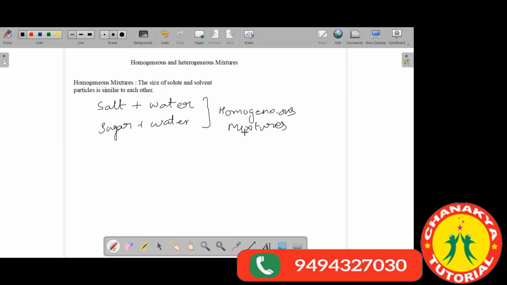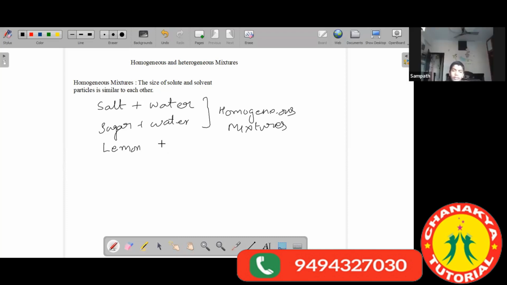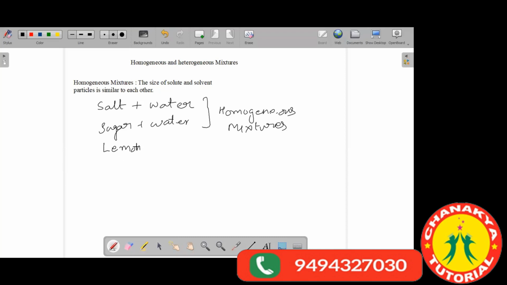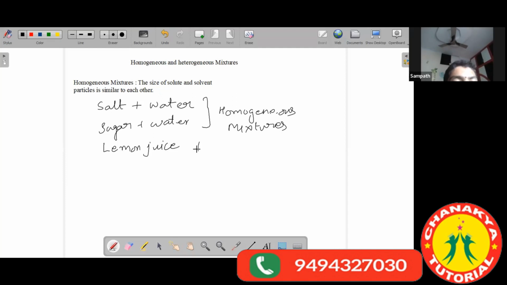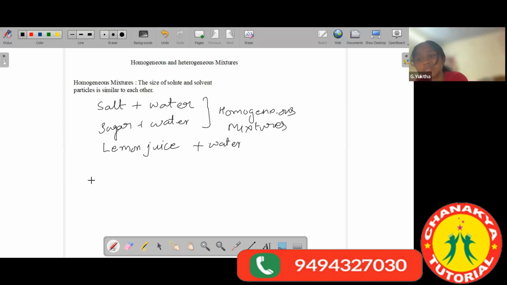Got it? Okay, can you give any other example of homogeneous mixtures? Sir, ink plus water. Ink plus water. Okay, we'll come to milk, because milk itself is a solution. So not milk. You have ink, lemon juice and water. Sir, soda and water also.